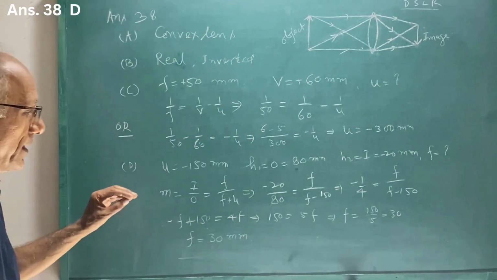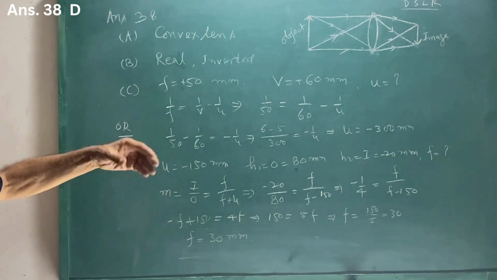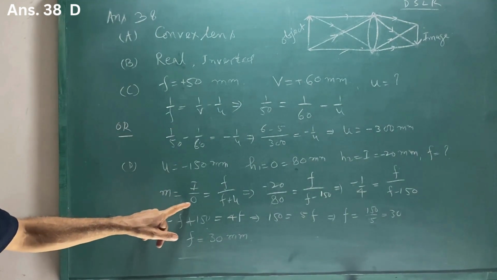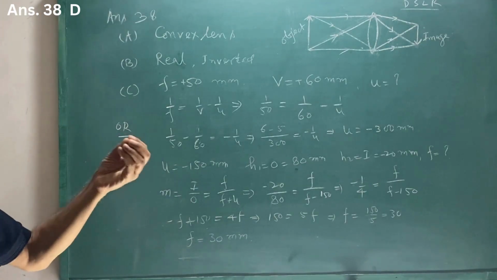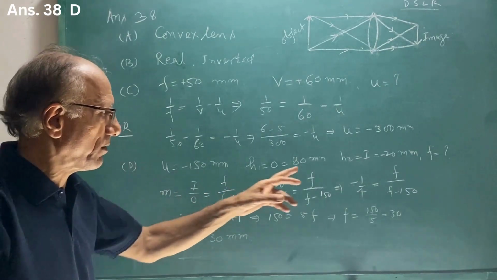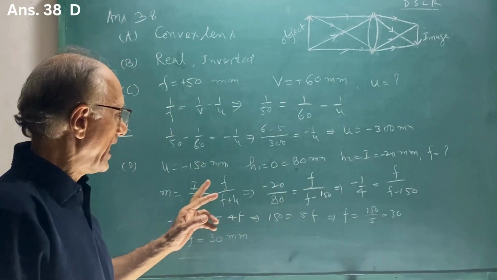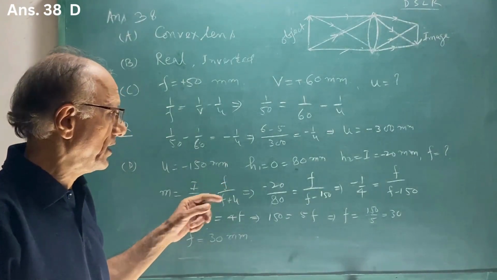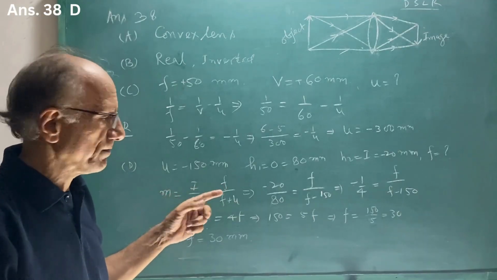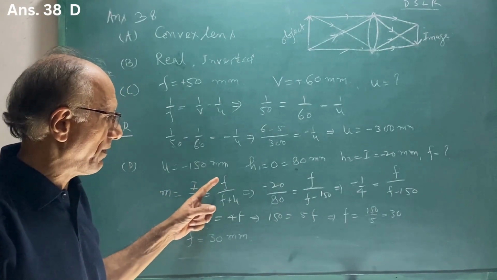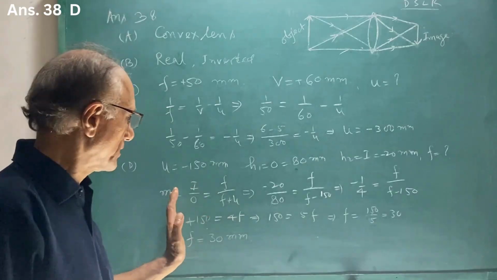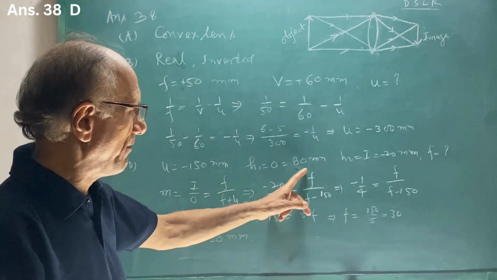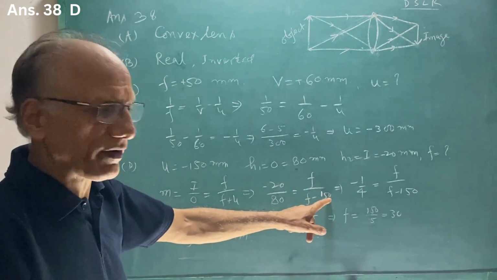So again, the magnification of a lens is given by I by O, that means size of the image upon size of the object. Sometimes it is also known as H2 by H1. So that is not a problem. H2 by H1, that means I upon O, and that is equal to minus V by U. Here V by U cannot be used because we don't know V. So we can use the formula F upon F plus U. So substituting the values, I is minus 20, O is 80, equals F upon F minus 150.